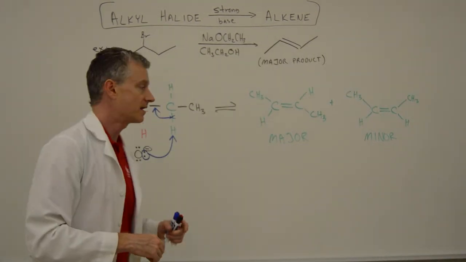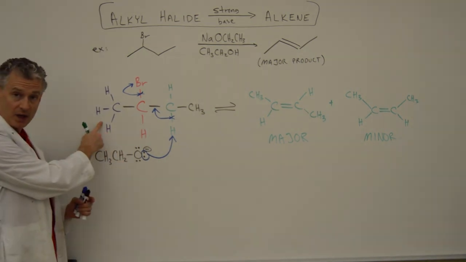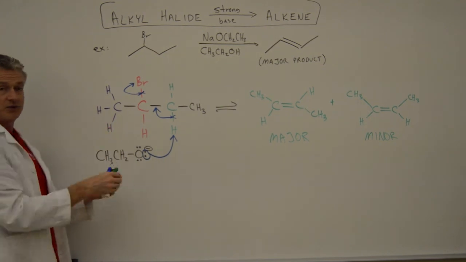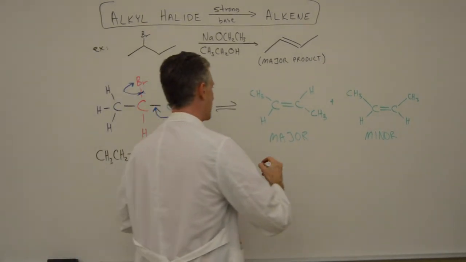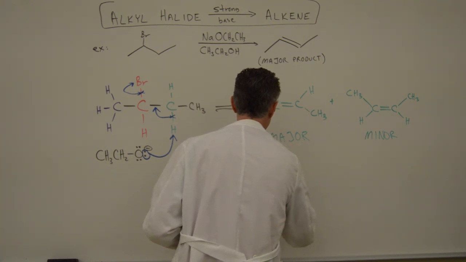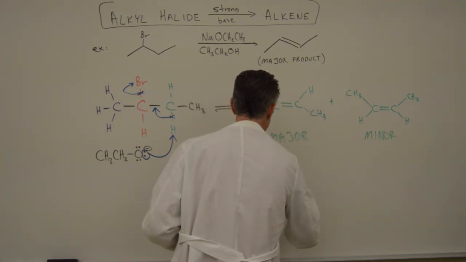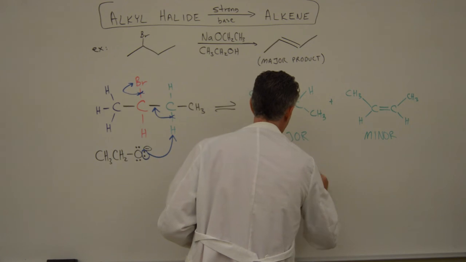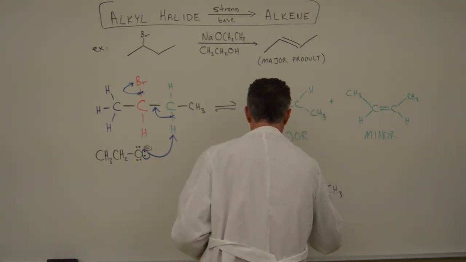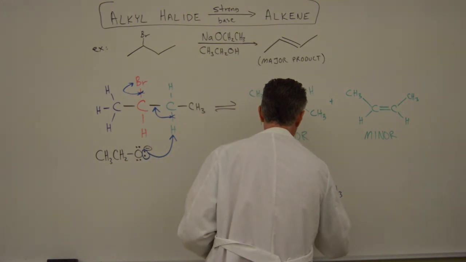If we had instead picked one of the purple hydrogens, we would make the double bond between the number 1 and the number 2 carbons, and we would end up with 1-butene. And we would expect to see some of this product as well, but again, as another minor product.